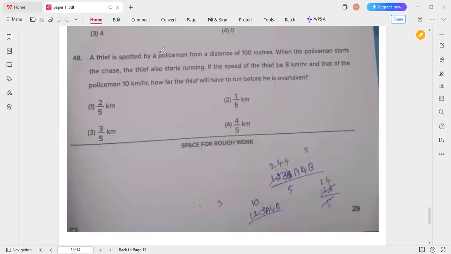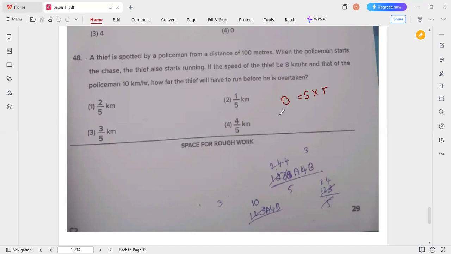A thief is spotted by a policeman from a distance of 100 meters. When the policeman starts the chase, the thief also starts running. If the speed of the thief is 8 kilometer per hour and that of the policeman 10 kilometer per hour, how far will the thief have to run before he is overtaken? So here we require the distance, the thief speed, and also the police speed. Distance is nothing but speed into time.